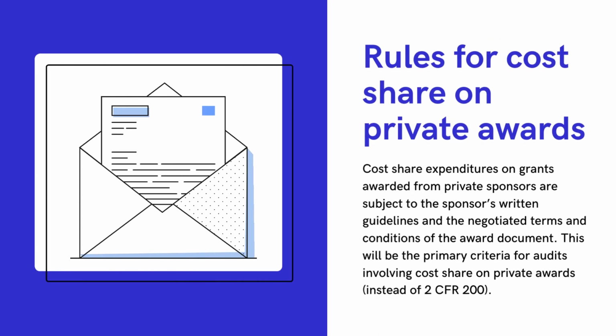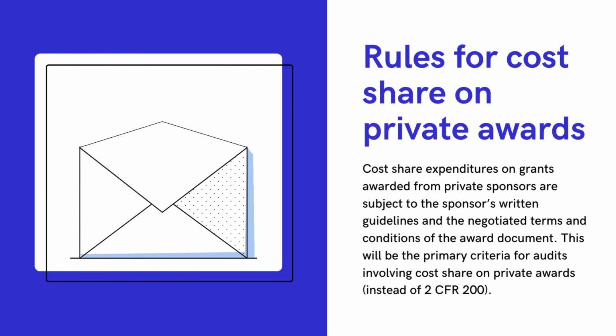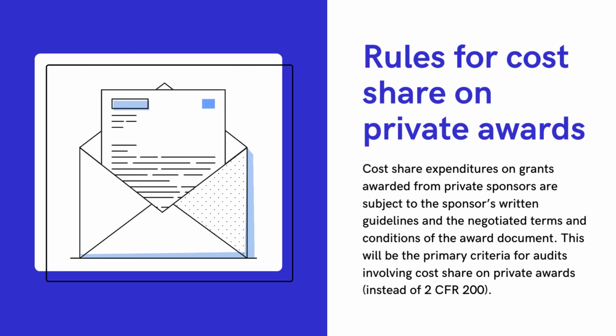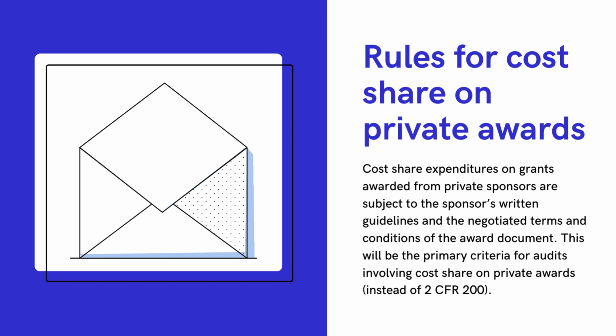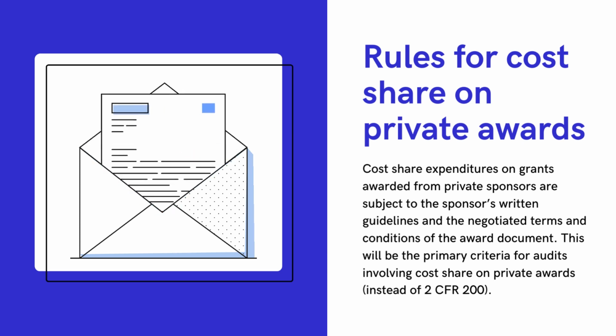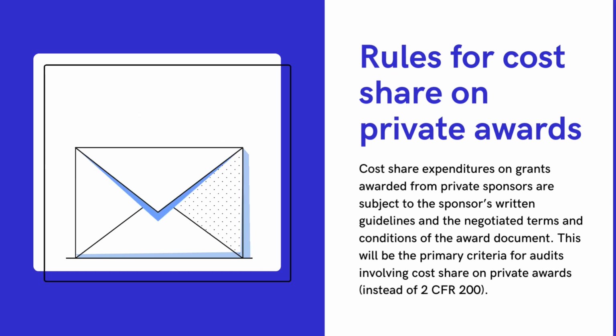Rules for cost share on private awards. Cost share expenditures on grants awarded from private sponsors are subject to the sponsor's written guidelines and the negotiated terms and conditions of the award document. This will be the primary criteria for audits involving cost share on private awards, instead of 2 CFR 200.